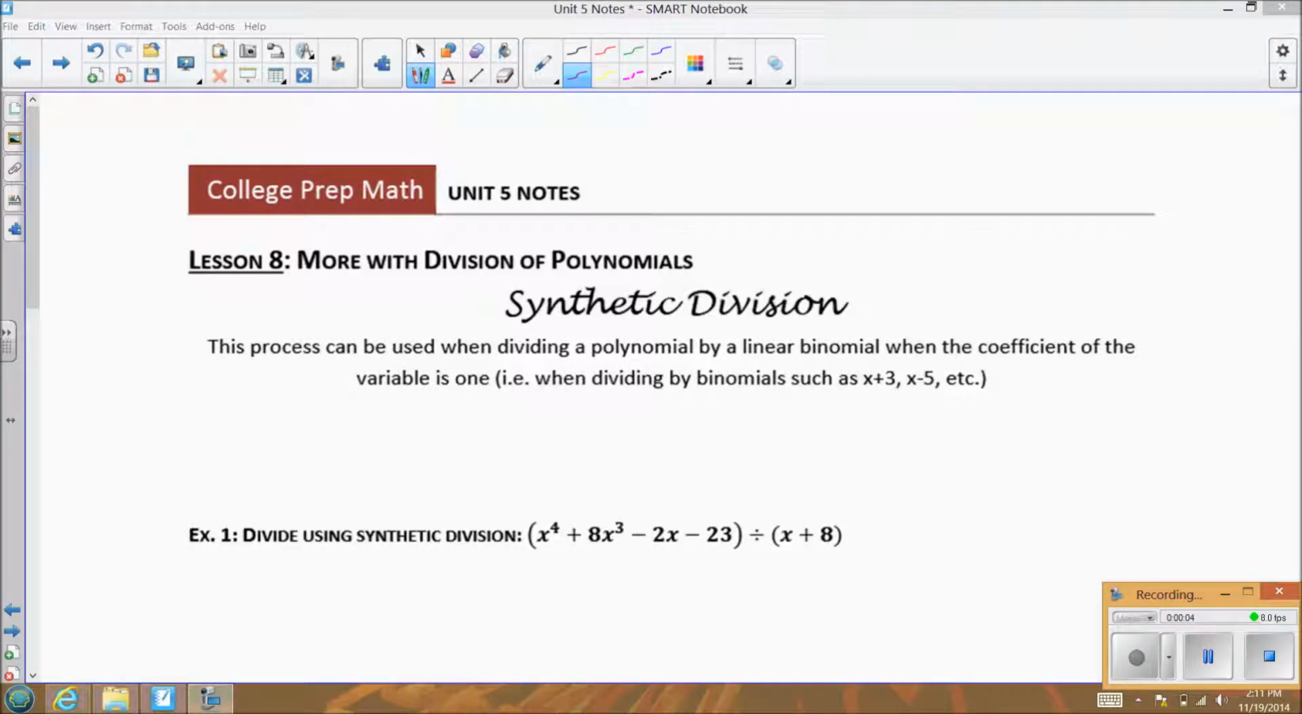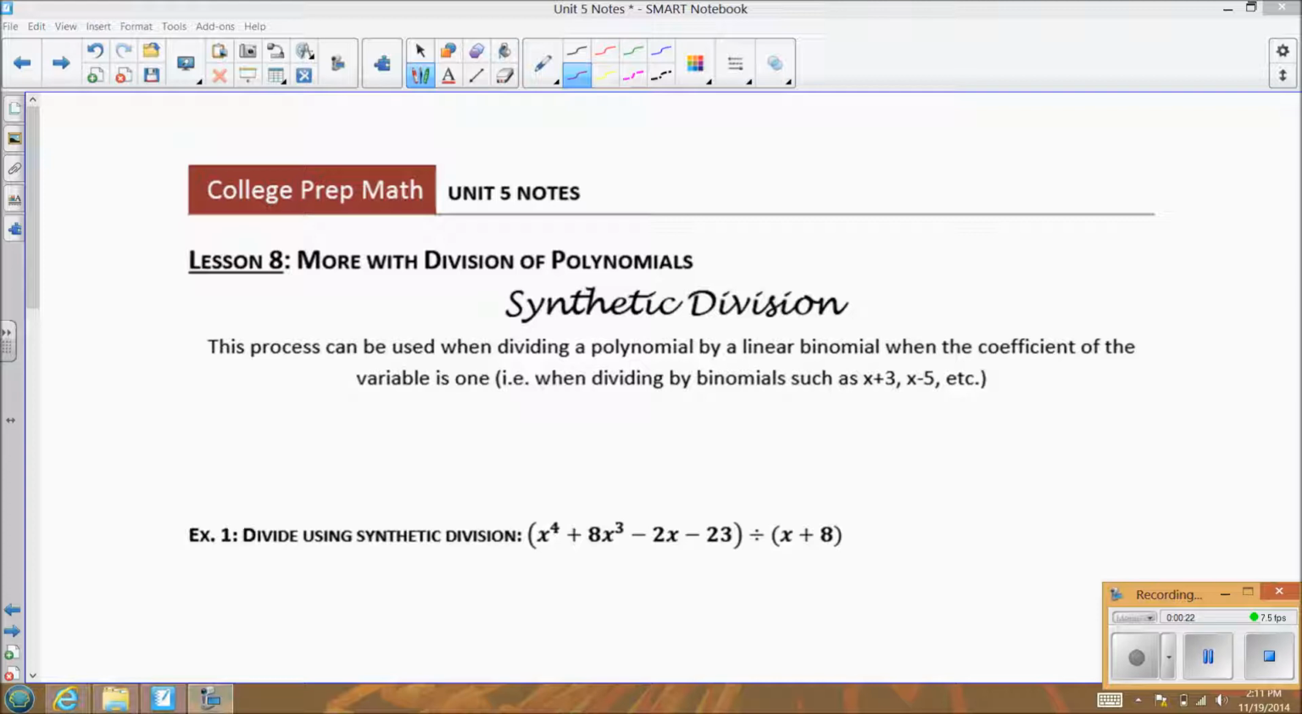In Lesson 8, we're going to talk about how to divide polynomials, and we're going to learn a new method of dividing polynomials that's called synthetic division. So in the last lesson, we talked about how to divide polynomials using long division, and with long division, you can divide by any type of polynomial that you want.